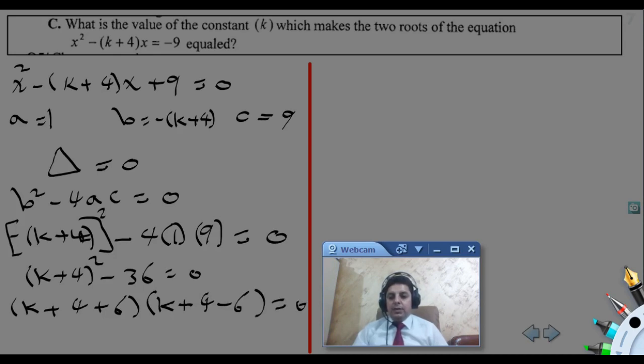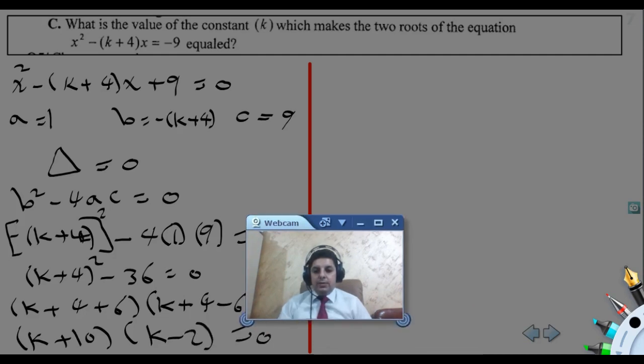By using the difference between two squares, the square root of the first term and the square root of the second term. Then k plus 4 plus 6 is k plus 10. k plus 4 minus 6 is k minus 2, equals 0.